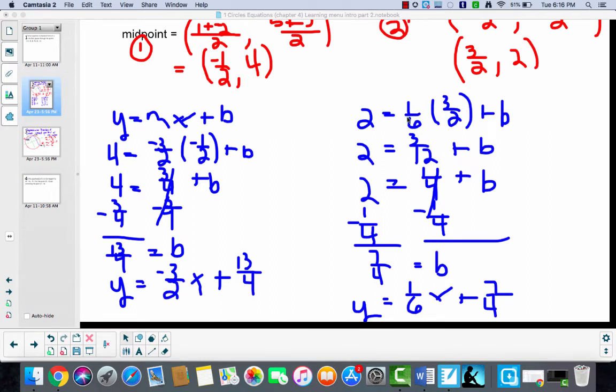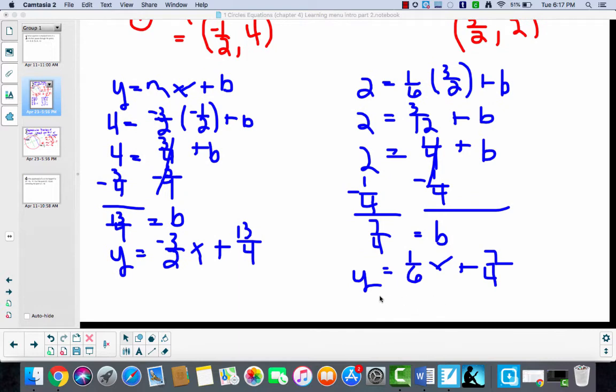I went ahead and just multiplied numerators and denominators. We could have canceled here and said 3 goes into here one time and 3 goes into here twice, and we would have come up with 1/4 right there. We get 2 equals 1/4 plus b. Subtracting the 1/4 from both sides, we end up with 2 minus 1/4, but 2 is 8/4, minus 1/4 would be 7/4.